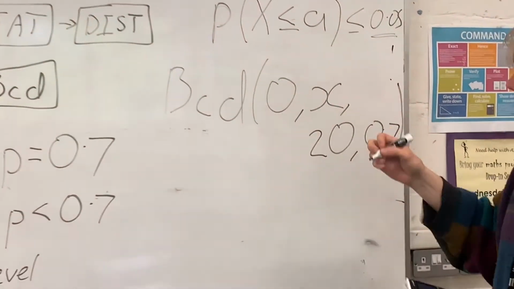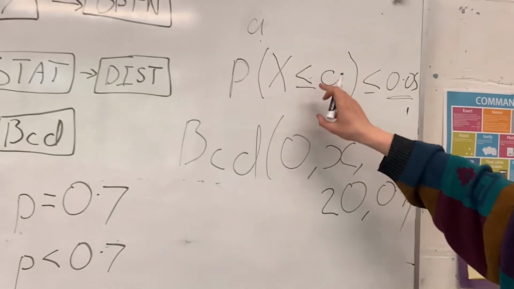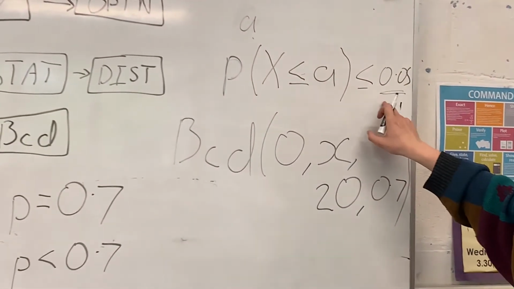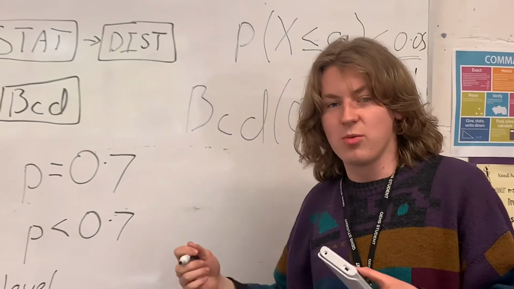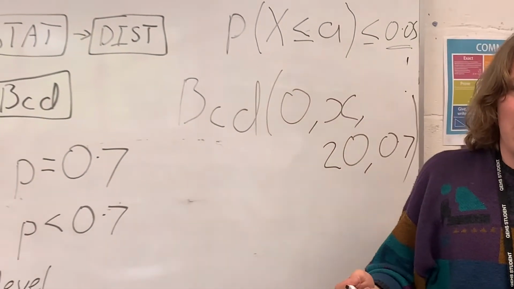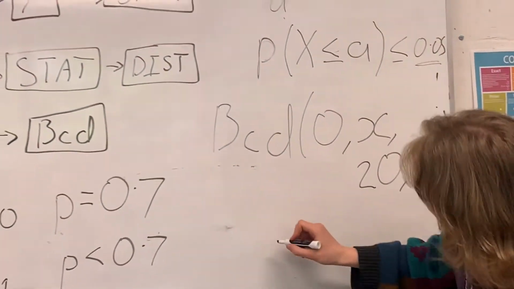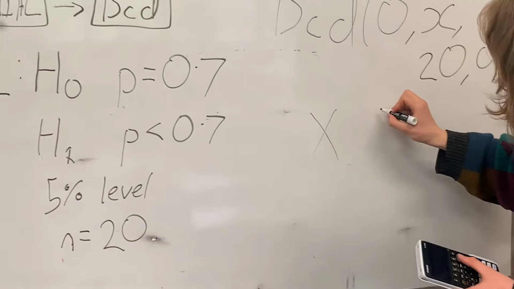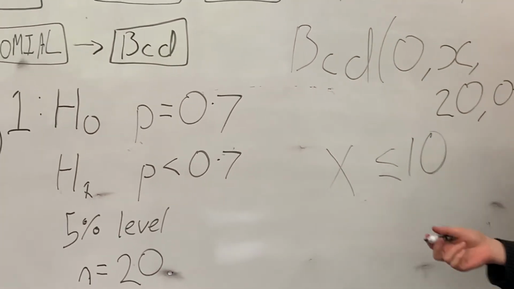So effectively now you know the probability of x being less than or equal to 10 is always less than or equal to 0.05. So you know that your critical region is going to be x being less than 10. Do you want to write that down, Lily? Of course. So, there we go. Here's our critical region. Brilliant.